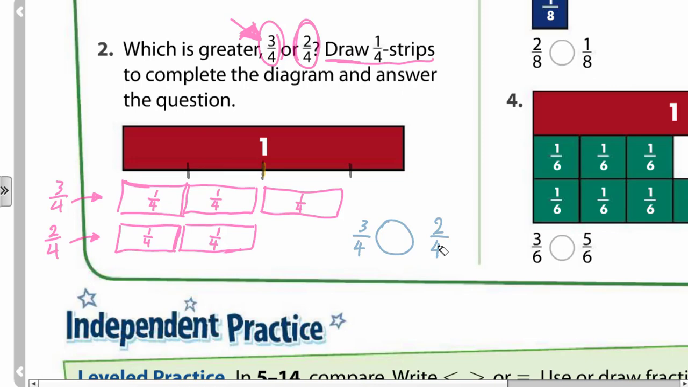Yes. Okay, Moaz, 3/4 is greater than or less than 2/4? Greater than. So we write here greater than. Thank you, my hero. Great work.